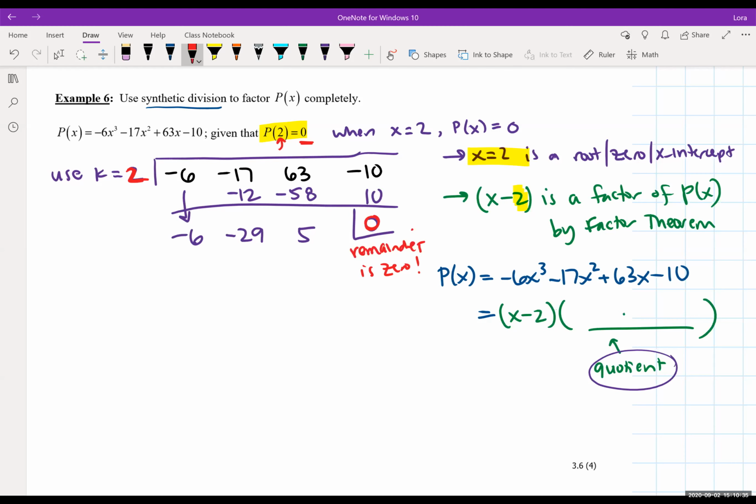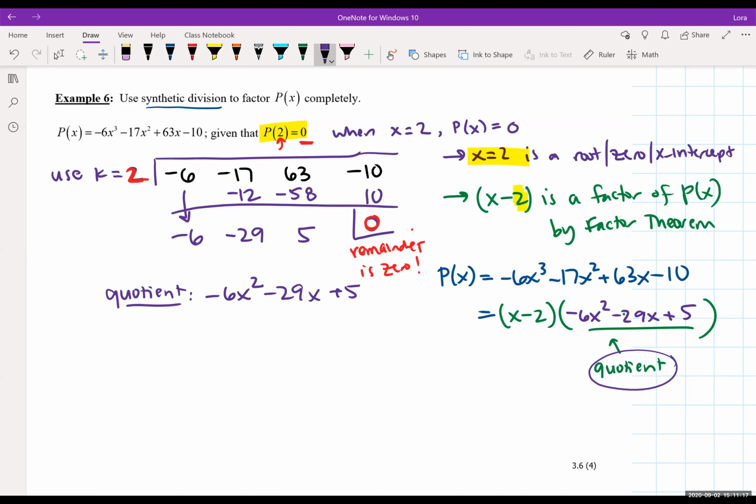So what this means, we can now take our quotient, and actually I'll write it in purple to help you out, based on the coefficients. We just divided x minus 2 into x cubed, so we're going to drop the degree down by 1, so we should get negative 6x squared minus 29x plus 5. And that, my friends, is the factorization after you divide x minus 2 into the p of x. So that's how we found our quotient.